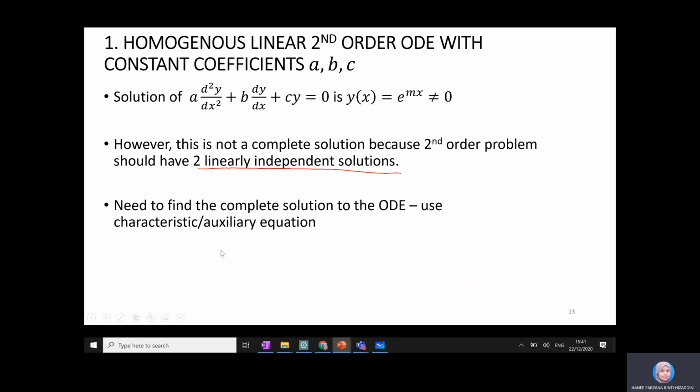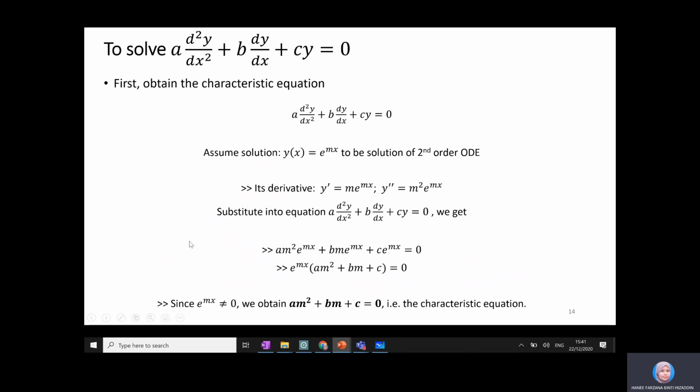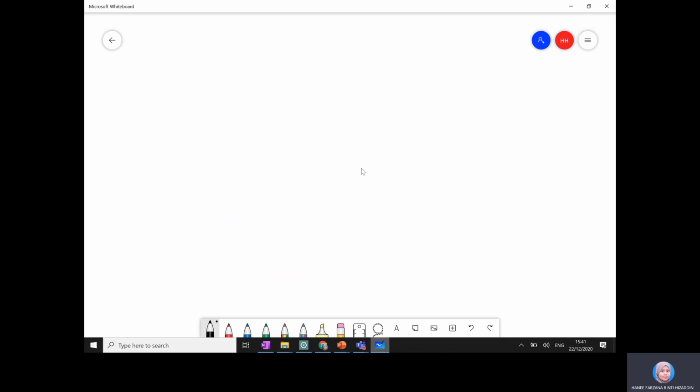So how do we find the complete solution? We need to use the characteristic or auxiliary equation. So first let's obtain the characteristic equation. We're going to derive the characteristic equation. I think this is available in your notes, but nevertheless, let's go through the derivation. Okay, so let's say you're given this second order linear ODE.